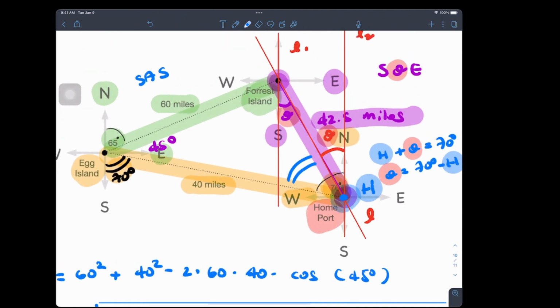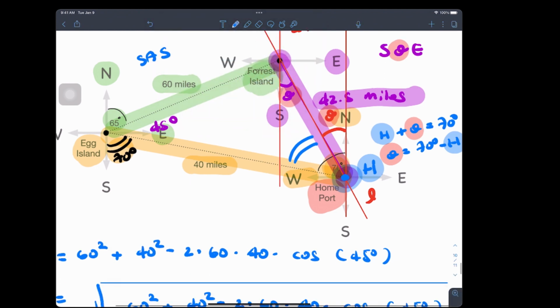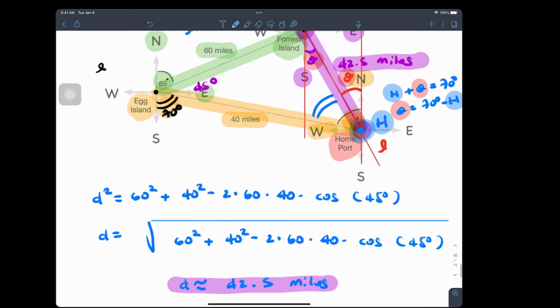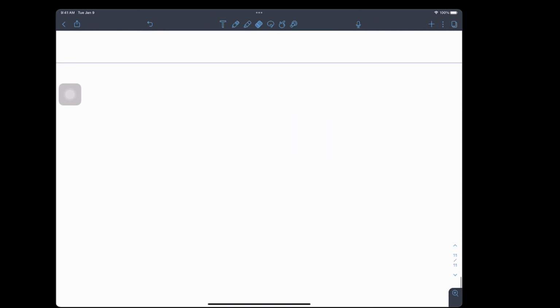H is right here. That's the H for home port. How do you guys get H? Law of cosines. So another law of cosines question. Why do I say law of cosines? Because now, if I erase this here, do you have any space? Oh, no, we have it down here. This is side, side, side. Is that true?